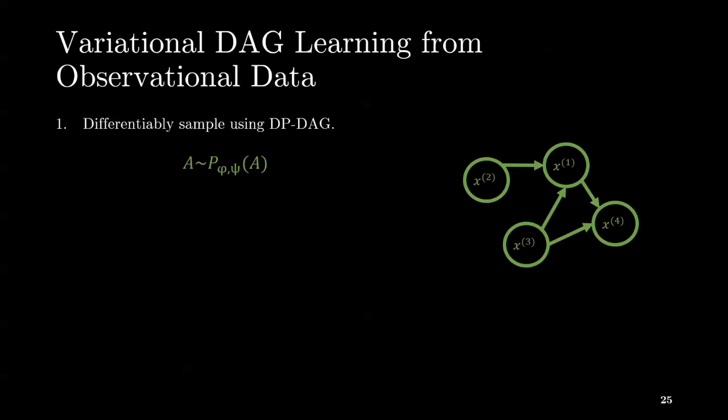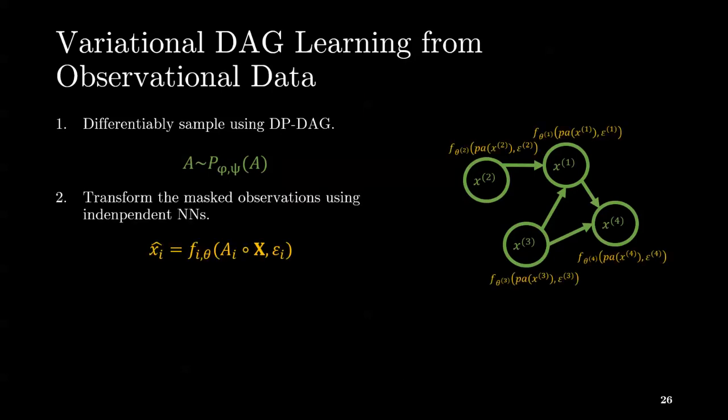Then, based on DP-DAG, we proposed a new method to learn both a probabilistic model over the DAG structure and the causal mechanisms from the observational data. This model, called VI-DP-DAG, works in three simple steps. First, it differentiably samples a valid DAG adjacency matrix from a probabilistic model over DAGs. In practice, we parameterize the probabilistic model with DP-DAG.